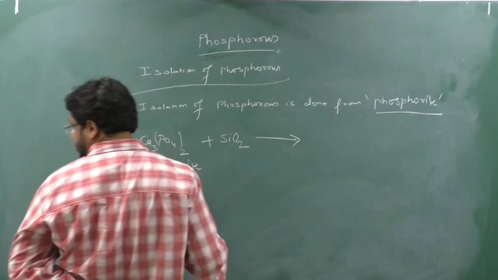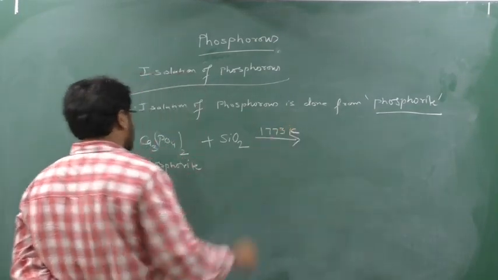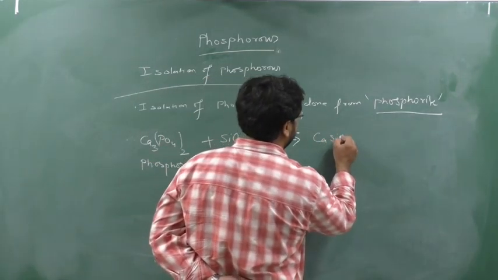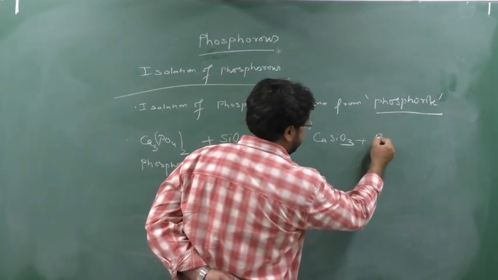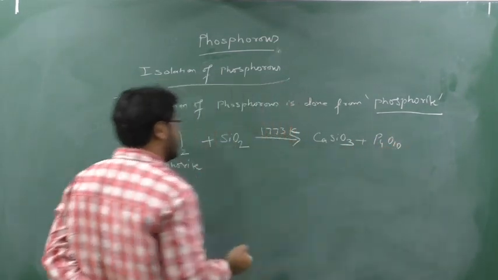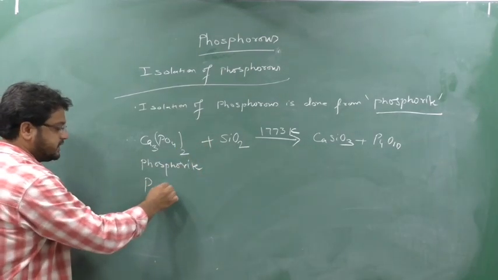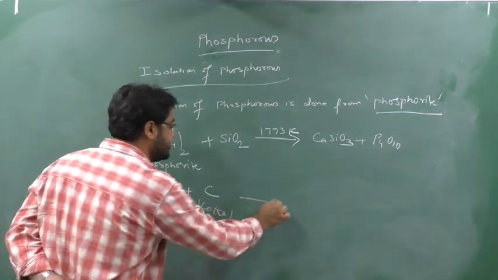At nearly 1773 Kelvin temperature, a calcium silicate, CaSiO3, will form along with phosphorus pentoxide, that is P4O10. Now this phosphorus pentoxide is reacted with coke. Coke means carbon. And again it is heated.